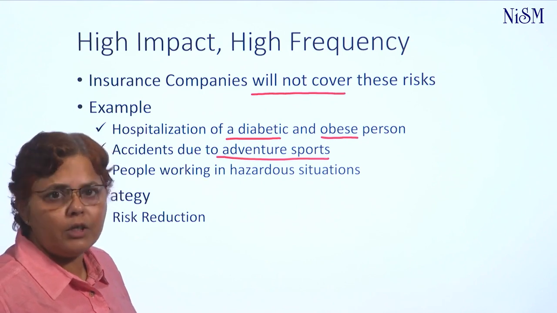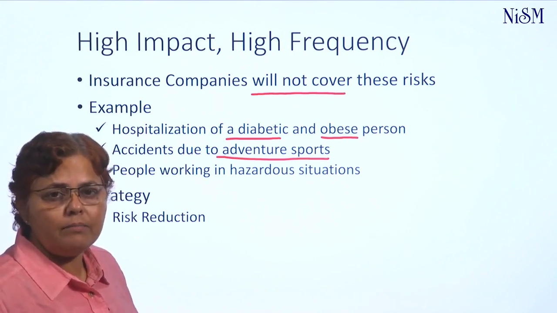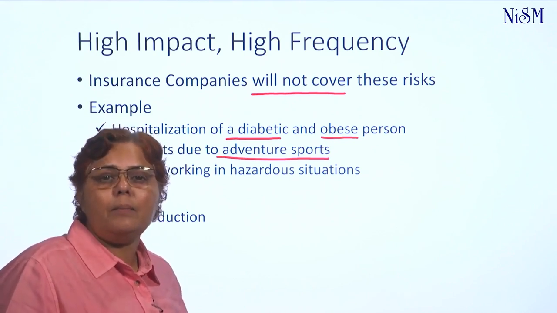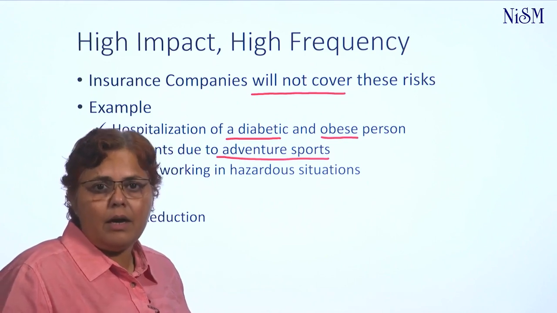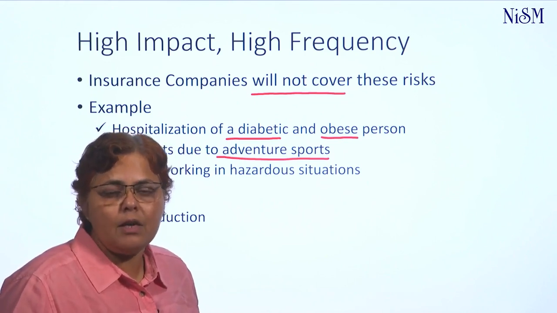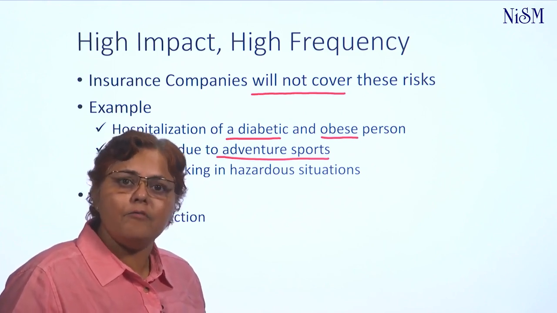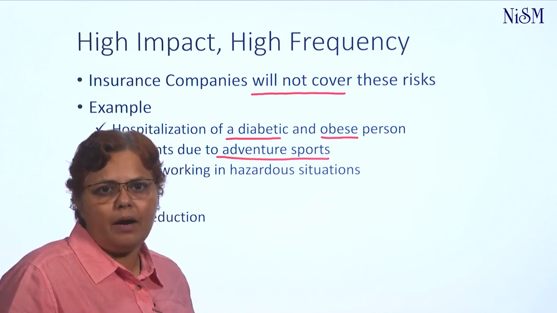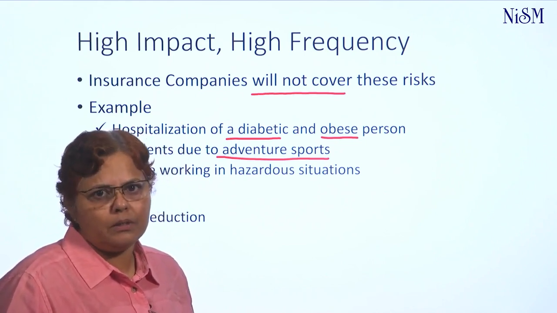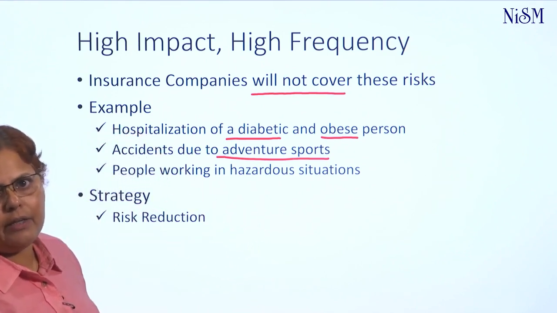Or there are locations near, say, volcanic eruptions, or factories emitting very poisonous gases, and people situated near that or working in those factories. These are instances where the problems can occur frequently and the impact will be high. Such risks will not be covered by the insurance companies, so no insurance product will be available for such category of people.